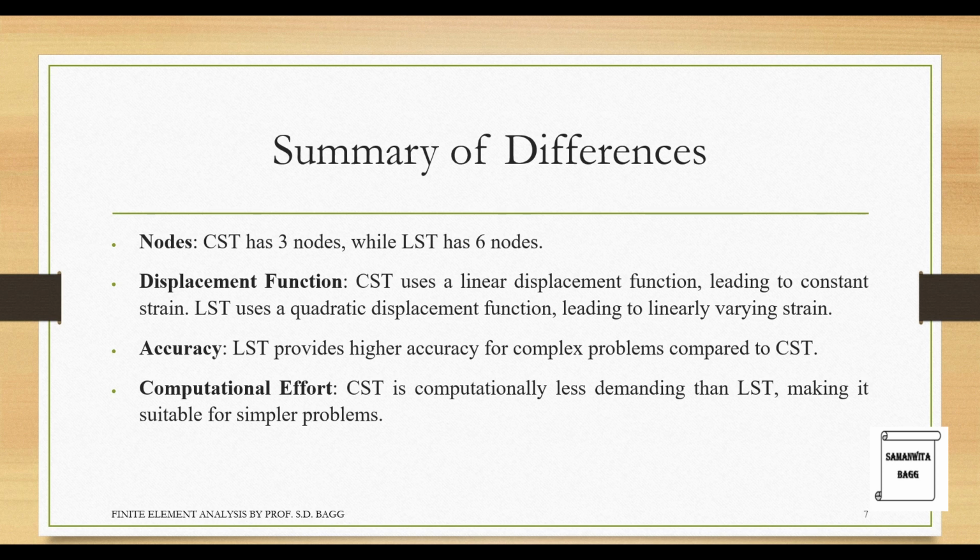Computational effort. CST is computationally less demanding than LST, making it suitable for simpler problems. When you are solving an LST problem, it will take computationally more time and more space to work, whereas when you are working with a CST element, you will get the results faster, because obviously it is not very precise, so it will give you results faster. Also, the number of nodes is lesser, so the computation time required will be less.